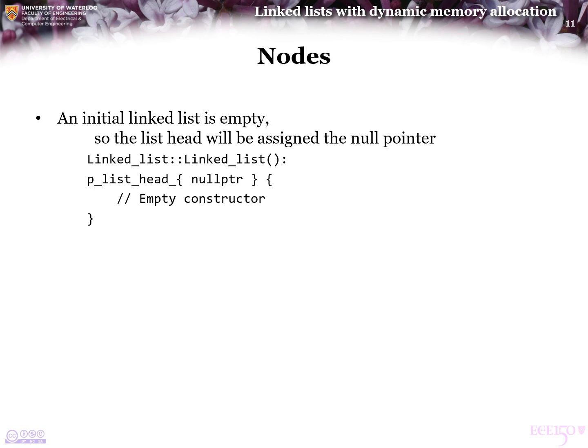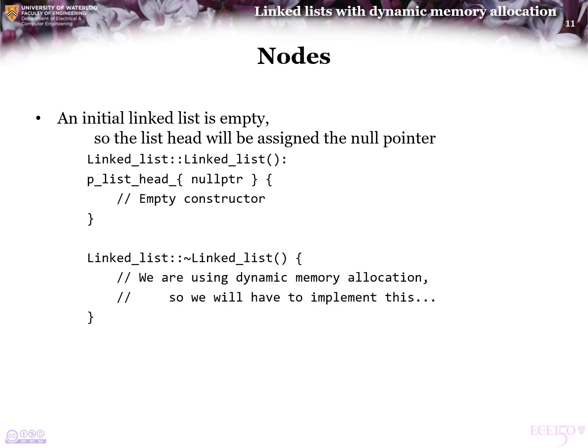So as far as defining the constructor, it doesn't take any arguments, and it simply assigns list head the value null pointer. We're going to define the destructor, but we're not going to implement it yet. We'll worry about the implementation later once we understand how the linked list is being constructed and manipulated. However, we do need to at least define an empty destructor at this point, otherwise it will not compile.